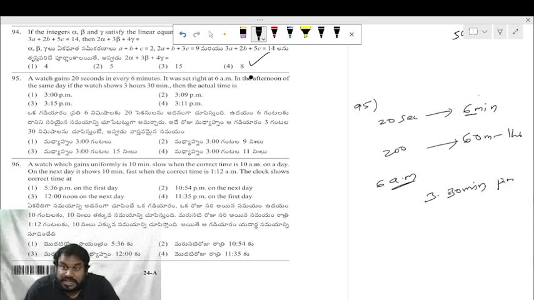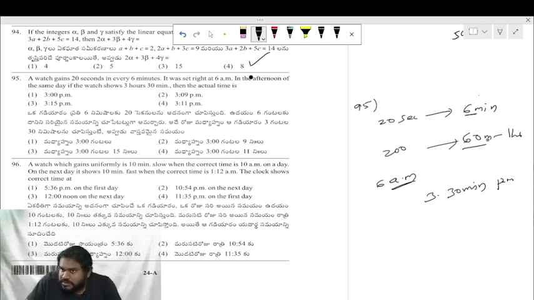It is showing 3:30, which means it is not actually 3:30. It is lesser than 3:30, because it is gaining 200 seconds for every 1 hour. That's what you need to calculate here. So from 6 a.m. to 3:30 p.m., how many hours? 9.5 hours it is going. So I'll take 9 hours.